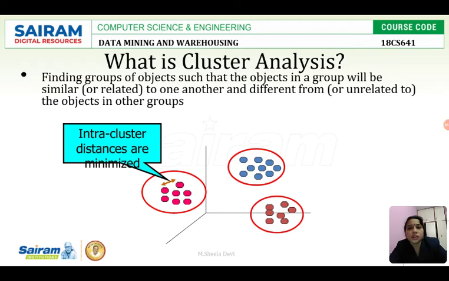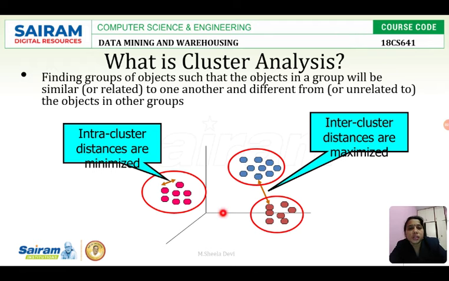Then intra-cluster distance is minimized. What is intra-cluster first? The distance between the two objects inside the same cluster is called intra-cluster. And what is intercluster? Intercluster is nothing but the distance between two clusters. Distance between the objects in two different clusters is nothing but intercluster.